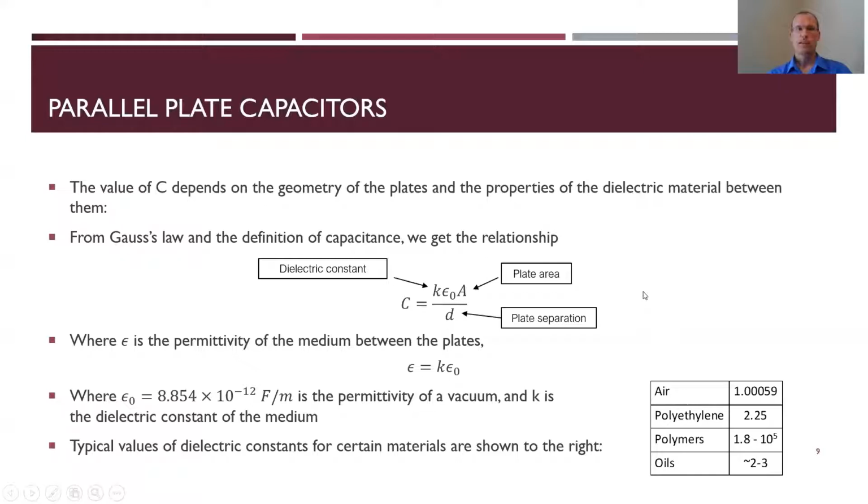So the value of your capacitor, the capacitance, depends on the geometry of the plates, so essentially the area and the distance between them, as well as the properties of the dielectric material, so what's between the two plates, and that's where this K and epsilon 0 come in. So epsilon 0, permittivity of a vacuum, K being the dielectric constant of whatever that object is. So here's some values for some standard materials, air, oils, other things.